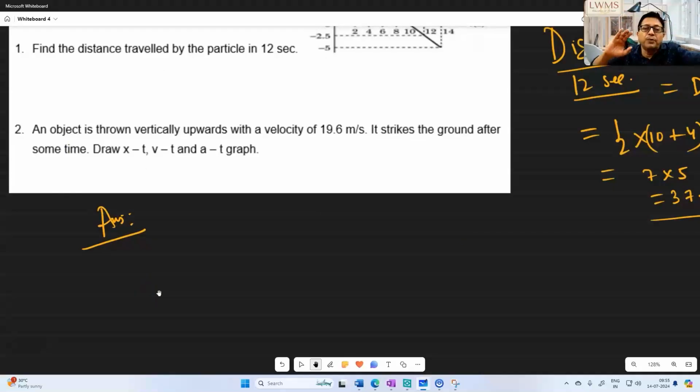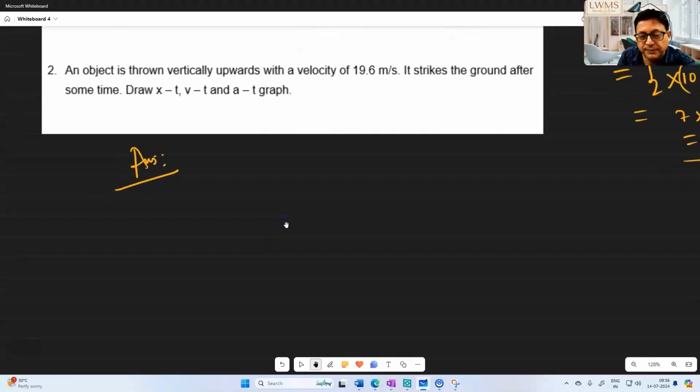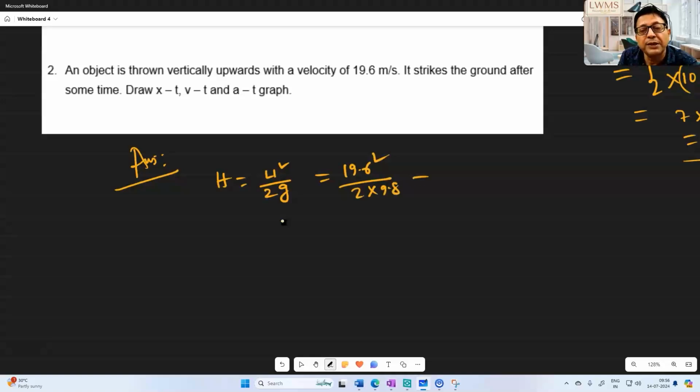An object is thrown vertically upward with a velocity of 19.6 meter per second, strikes the ground after some time. Draw x-t, v-t and a-t graph. See, when you are drawing x-t graph, displacement versus time, what maximum distance it can travel, that you write first. H equal to what? U square by 2g. U square is 19.6 whole square by 2 into 9.8. It is given by 19.6 only. So the height above the ground, it goes 19.6.